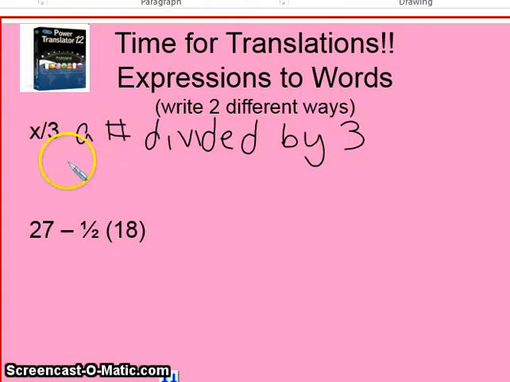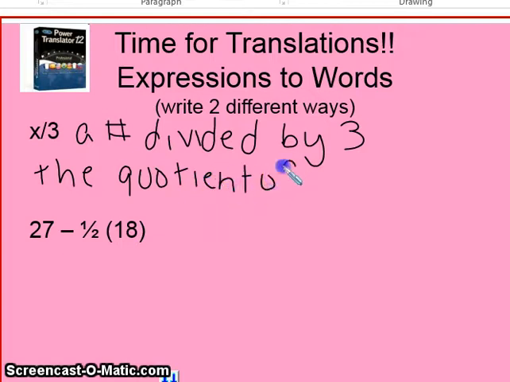Another keyword that we have for division is quotient. So I could say, just like we use product first before, we're going to use quotient first here. The quotient of a number and 3. So those are 2 different ways to write that one.